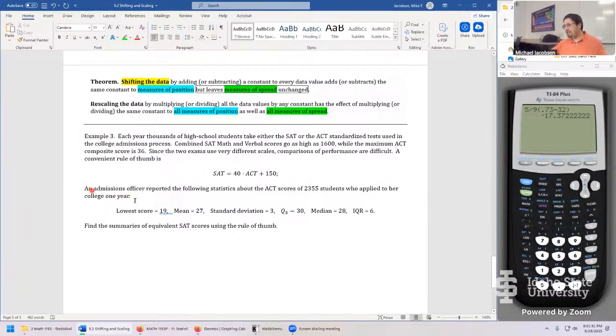It goes on to say, an admissions officer reported the following statistics about the ACT scores of 2,355 students who applied to, that's a typo I've never noticed before, their college one year.